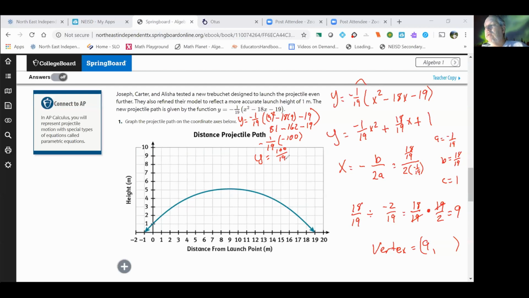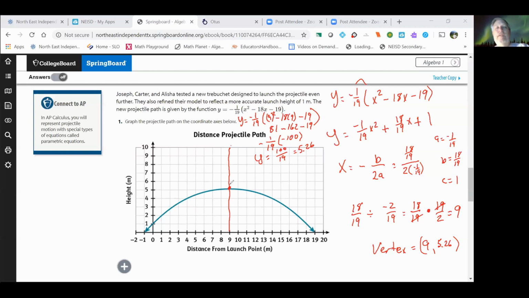Well, what does 100/19 become? 100 divided by 19 is going to be 5.26. So just a little bit over 5. So it's going to be 5.26. And there's that. So I have my vertex. So let's just go ahead and take a look at the graph. And the graph is showing that my x value is going to be 9. It's my axis of symmetry. And then I can see that the y value is just a little bit higher than 5. So that's going to be the 5.26.